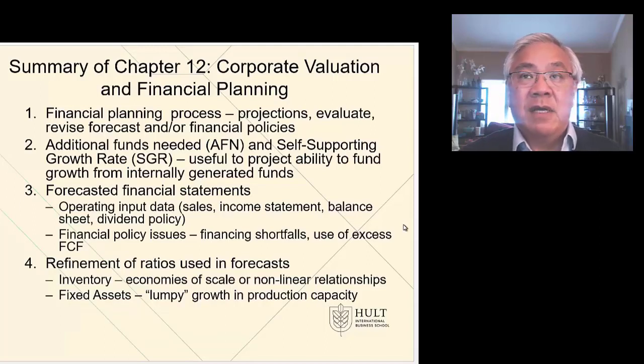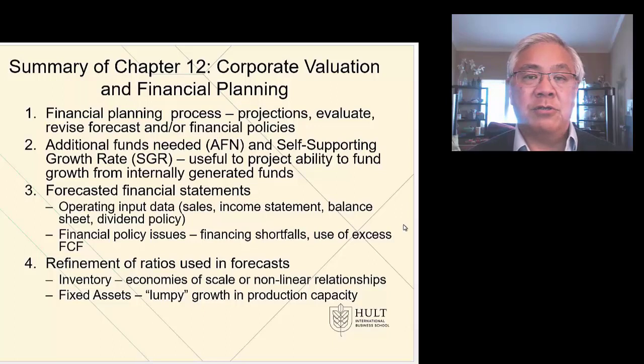Summarizing chapter 12, we have corporate valuation and financial planning tied together because what we do is our projections, our evaluation. We look at our balance sheet and income statement and see how it meets or does not meet our objectives. If it does not meet our objectives, then we have to go back again and do a revision. So this planning process that involves projections, evaluations, and iteration is very common.